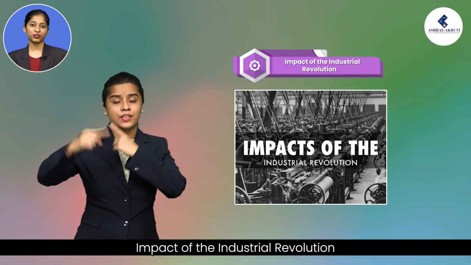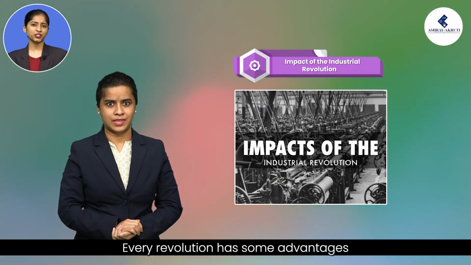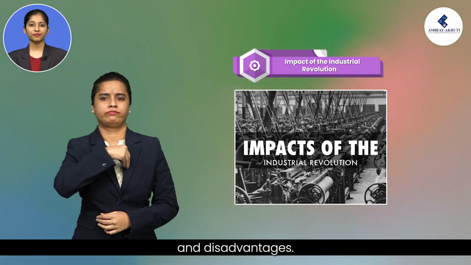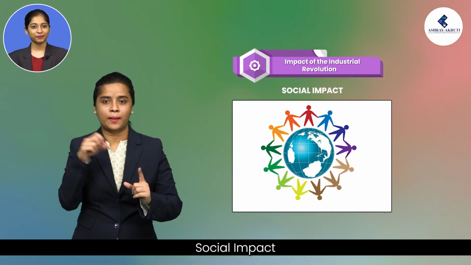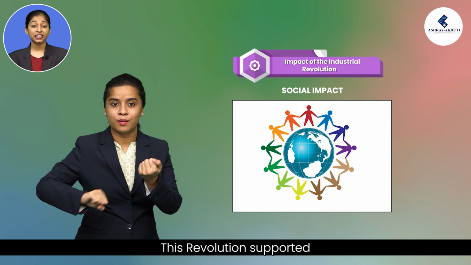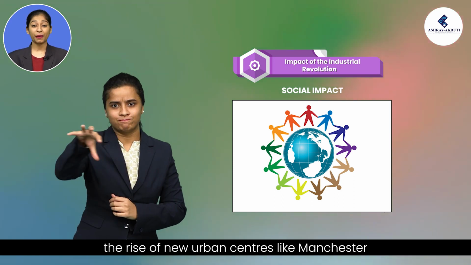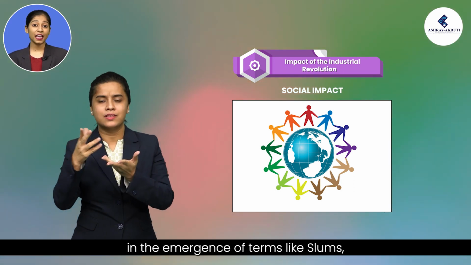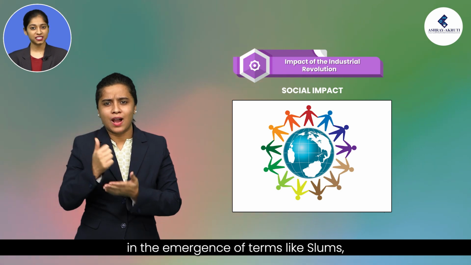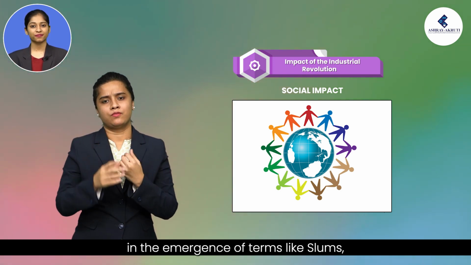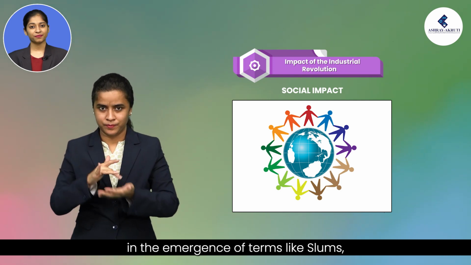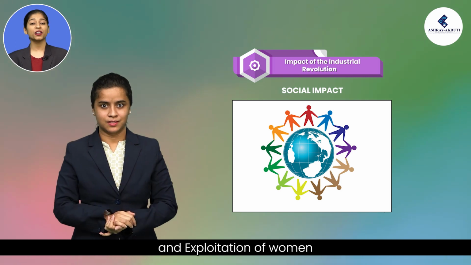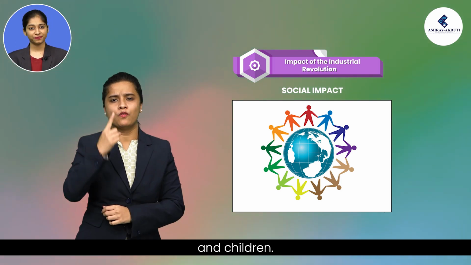Impact of the Industrial Revolution. Every revolution has some advantages and disadvantages. Social impact: this revolution supported the rise of new urban centers like Manchester, and also indirectly helped in the emergence of terms like slums, nuclear family, urbanization, and exploitation of women and children.